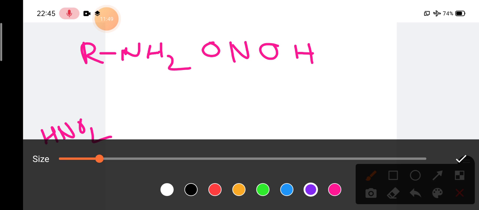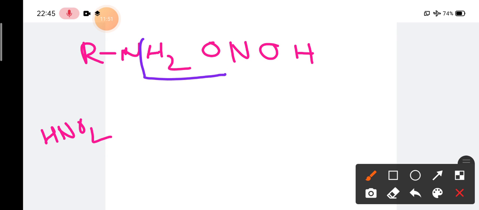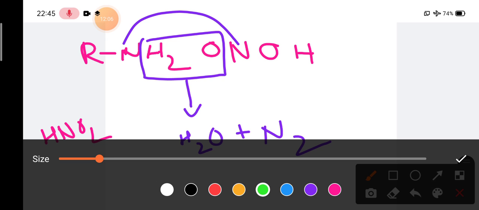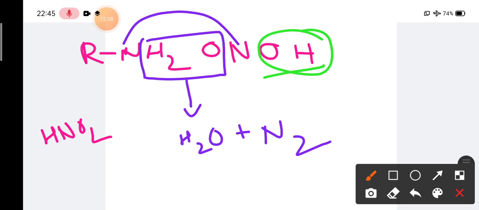So right now we have to do one thing. As you can guess, we have to remove the water from the system. So first of all, water will be removed, and then this nitrogen and this nitrogen, these two nitrogens will also be removed from the system. So it will form N2. And what is the leftover part? The leftover parts are mainly this OH and this R. So what will it form? It will form an alcohol, that is ROH.